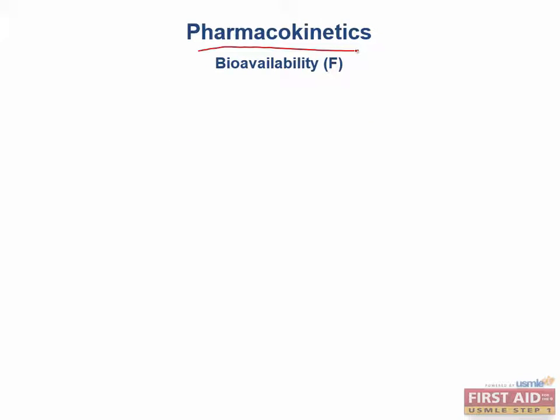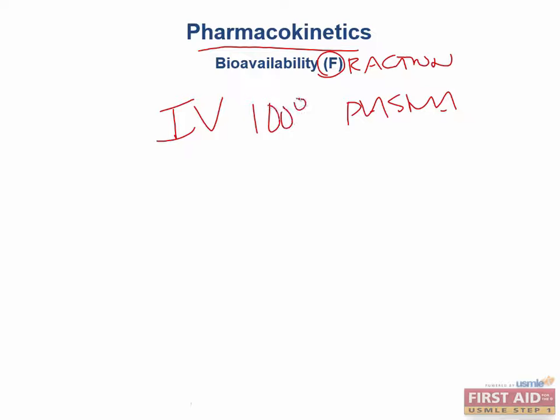Pharmacokinetics is what the body does to the drug. Bioavailability is represented by an F because it's the fraction of an administered drug that actually reaches the plasma in circulation. If you put a drug directly into the patient's blood, such as intravenous drug administration, that's 100% bioavailable because it's going straight in there.